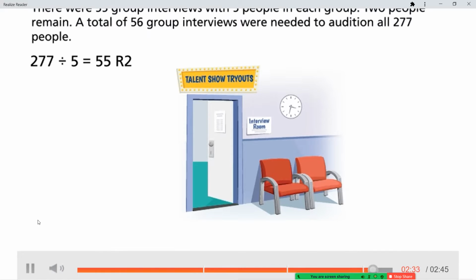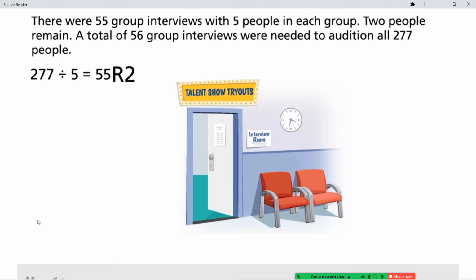There were 55 group interviews with 5 people in each group. 2 people remain. A total of 56 group interviews were needed to audition all 277 people. Now remember, we talked about this in class. They need to interview all of the people. So even if the last group is not an equal group of 5, they still need to be interviewed. So just like the example from your guided practice from our previous lesson about putting the sweaters in different boxes, even though the last box was not full, we still needed that additional box to put the leftover sweaters in it.